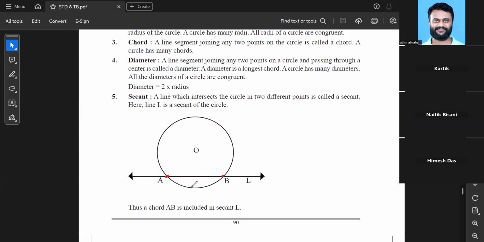Now, in simple language, I can say that this particular segment starting from A to B is called a chord. So basically, if it's a segment, it's called a chord. If it's a line, we call it a secant. So this is the difference between a chord and a secant. Chord को दोनों तरफ से खींच के line बना दो, it becomes a secant. As simple as that.